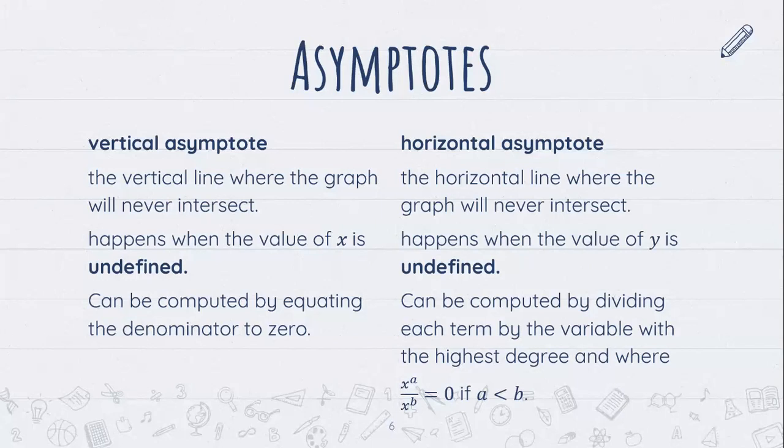The vertical line where the graph will never intersect to, but will get closer and closer to it lang. Okay? Kailan nangyayari yon? Kapag ang value ng x is undefined. When we substituted any number, and that certain number, kunwari may isang number doon, ang result niya is undefined, yon. Yung part na kung saan siya nag-undefined, doon po tayo magkakaroon ng asymptote. Yan. Vertical asymptote is computed by equating the denominator to 0.